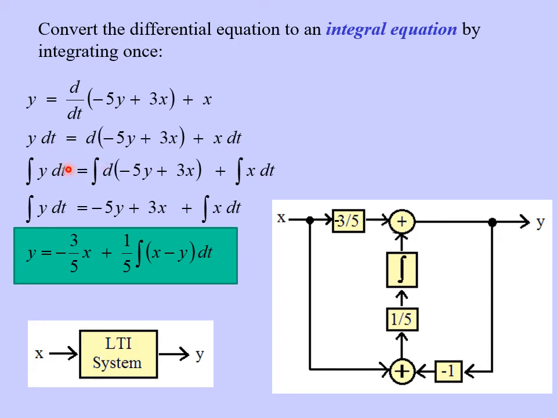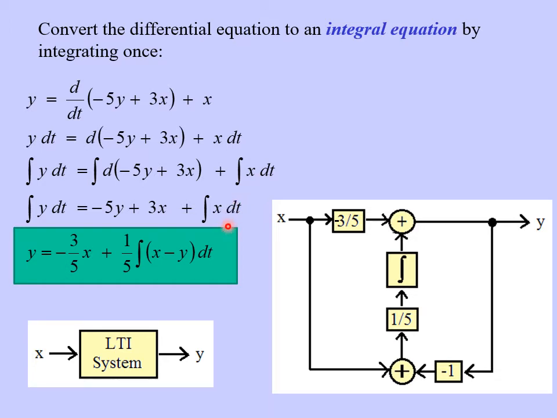And then we can integrate every term. So just integrate the whole equation. So on the left here, we have the integral of y dt. Now, when we integrate a total differential like this, all we do is basically get rid of the differential. So the integral here basically cancels the differential term here. So we end up with just what's inside the parentheses, minus 5y plus 3x. In other words, we've gotten rid of our derivative. And then on the right here, we have the integral of x dt.